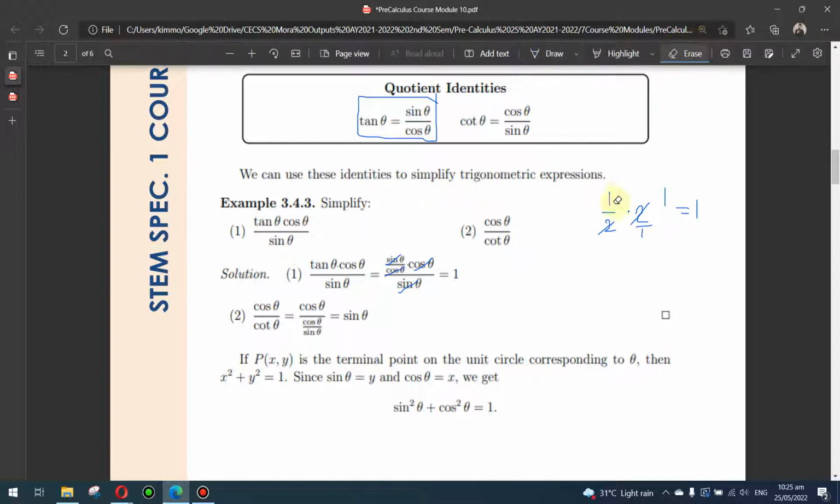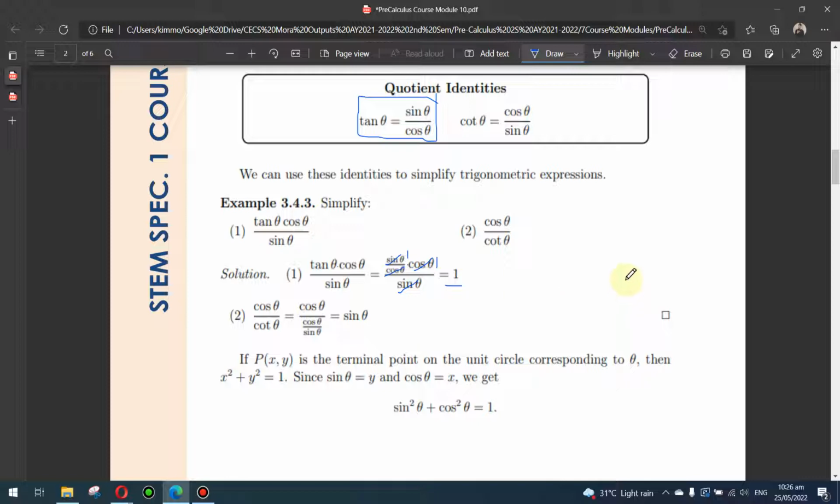So, similarly, if we have this one, we cancel out cosine, so the value becomes 1, and we cancel out sine, so the value becomes 1. So 1 times 1 is equal to 1. So the simplified equivalent of this expression, tangent times cosine over sine, is equal to 1.